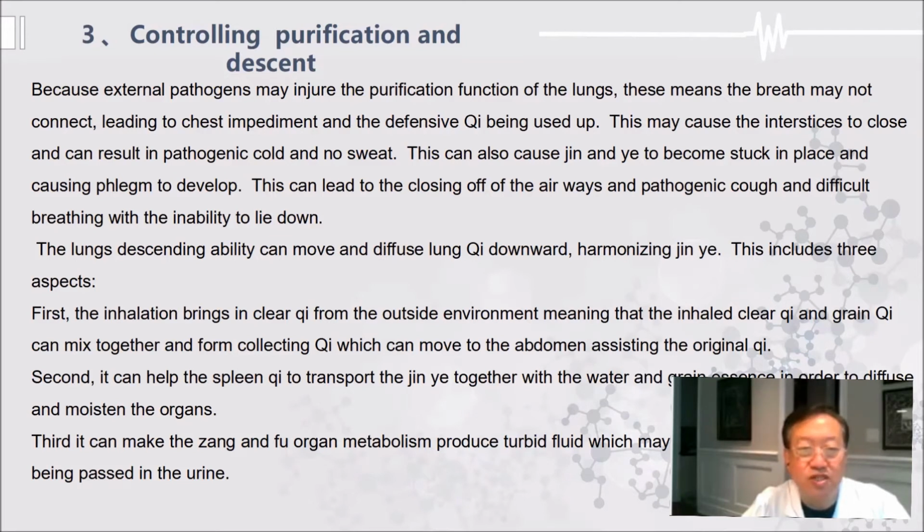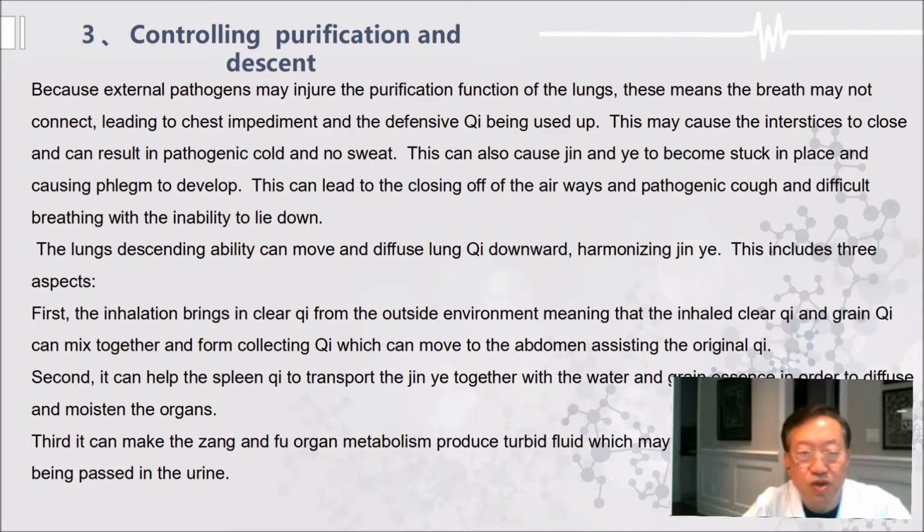down. The lung's descending ability can move and diffuse lung qi downward, harmonizing jinye. This includes three aspects. First, the inhalation brings in clear qi from the outside environment, meaning that the inhaled clear qi and grain qi can mix together and form collecting qi, which can move in the abdomen, assisting the original qi.